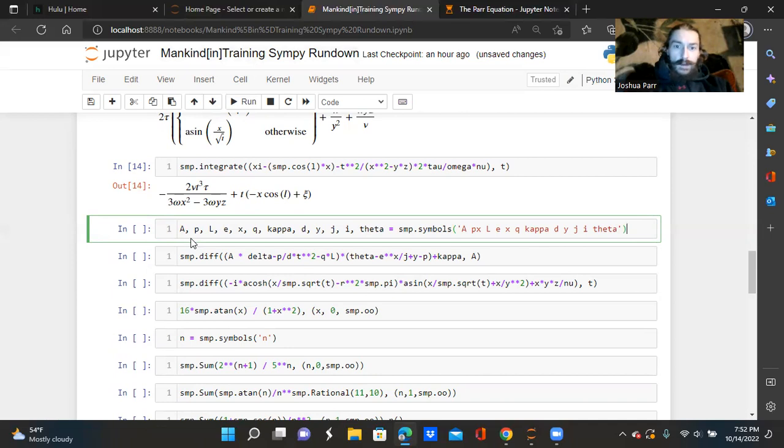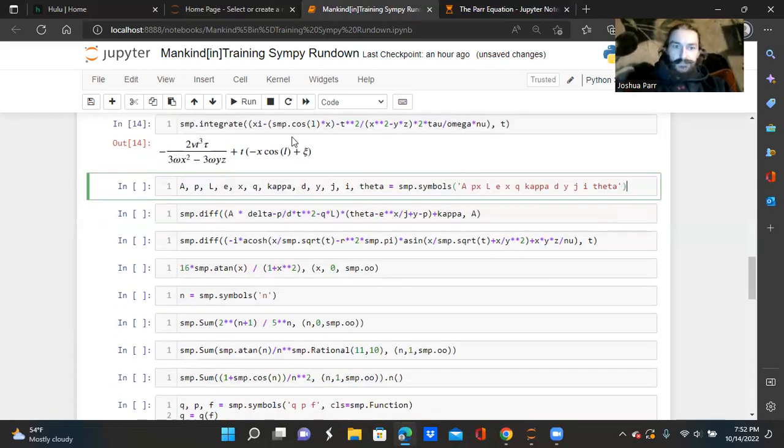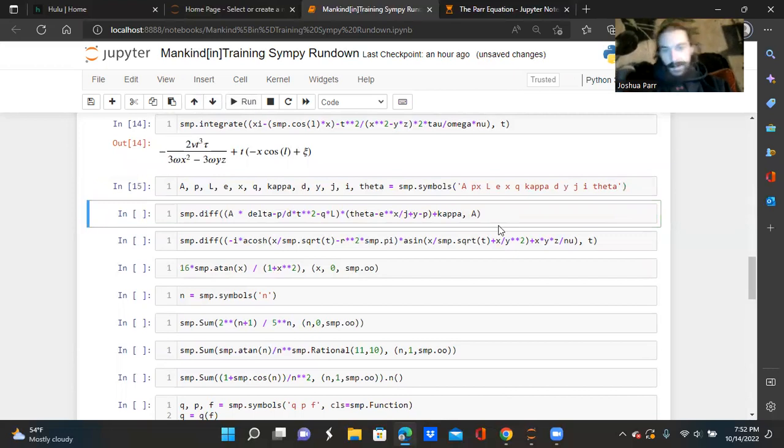Anyway, now we are creating some new symbols: A, P, L, E, X, Q, kappa, D, Y, J, and I. J and I are indices. Theta is also another symbol, and then we're going to go equals SMP symbols, and then I got everything I just listed. I've got to run that. If I don't run that, it will have an error because I didn't define kappa or A.